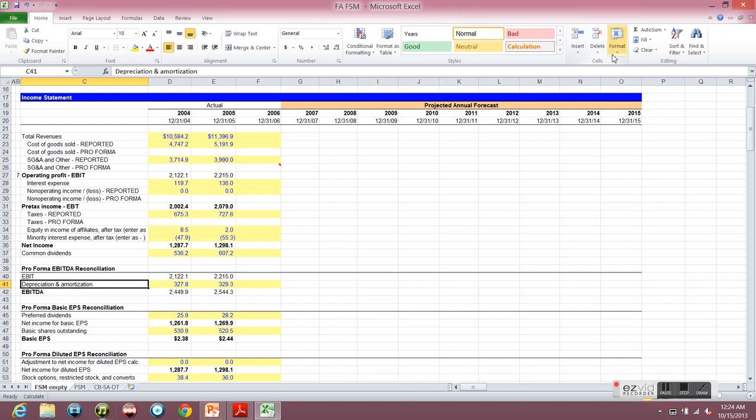What exactly is depreciation and amortization? Let me give you an example. Let's just say that you own a property that has a lifespan of 10 years. You're saying that after 10 years, you're going to sell that asset, whether it's equipment or machinery, whatever it is.